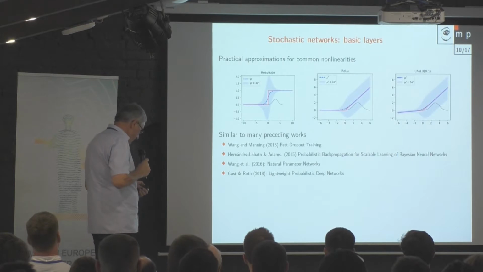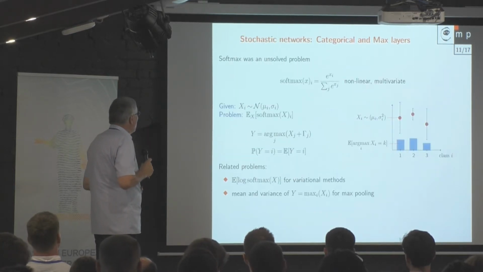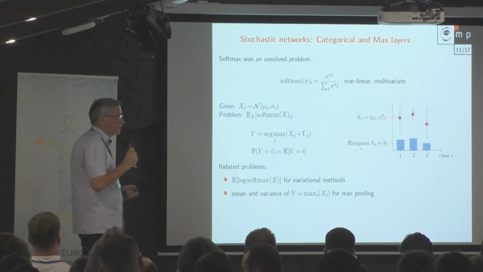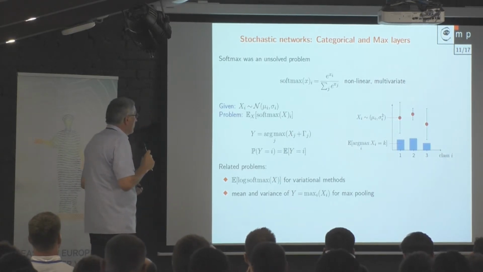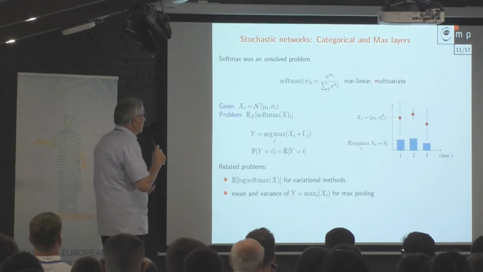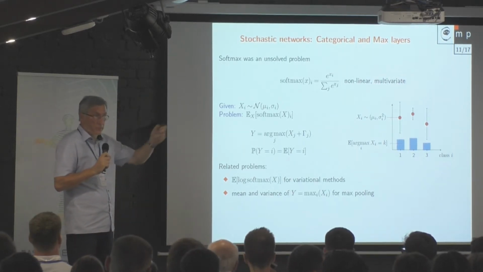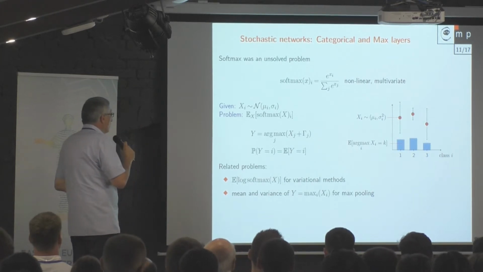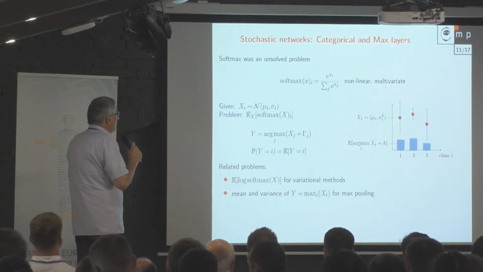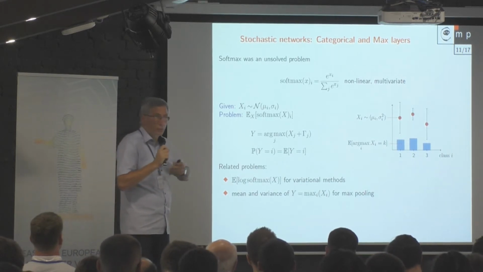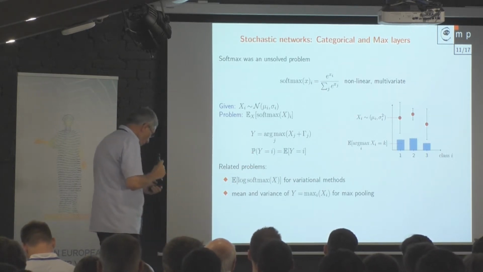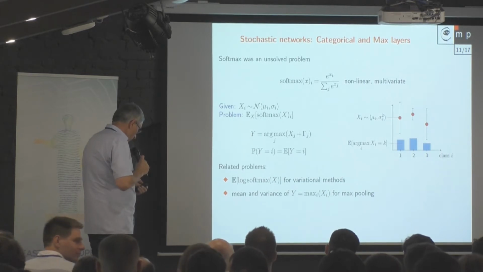Things were a little bit less clear when it comes to categorical and max layers. Especially in the output, when you apply a softmax, you all know softmax is non-linear, but it's also multivariate. The input is a vector and the output is a vector as well, so it's not so easy. Similar for max layers: say you are doing max pooling and you want to propagate means and variances through a max pooling layer, then it's also less obvious how to do that. And that's our contribution here.